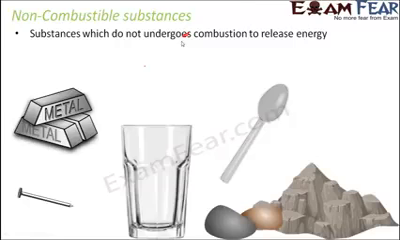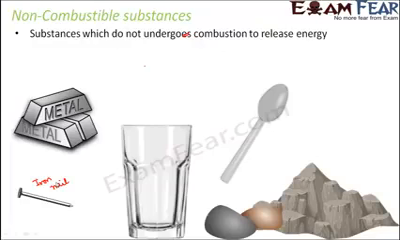Most of the metals are non-combustible. So if you take a piece of iron, for example an iron nail, and put it on fire, do you see that the nail burns? Nothing happens to the nail. The nail doesn't readily burn, so it doesn't burn easily. So that is why it is non-combustible.